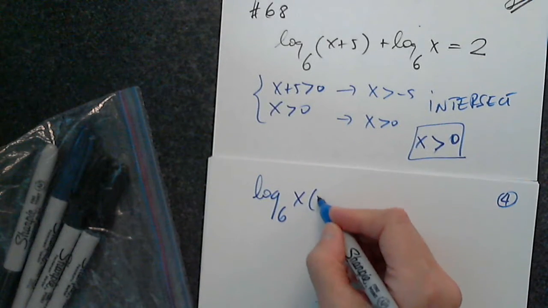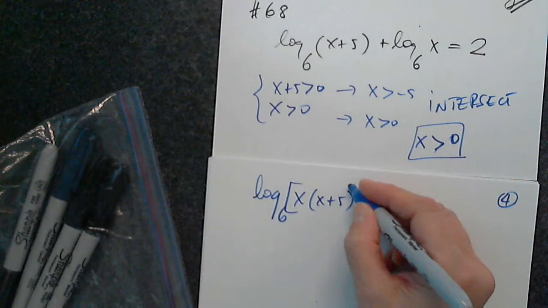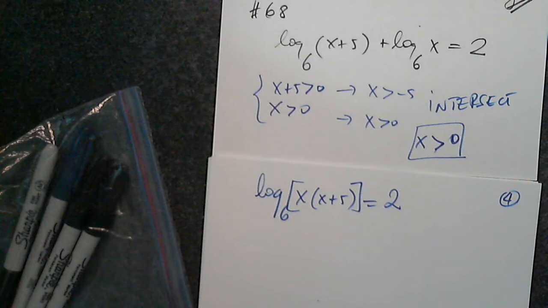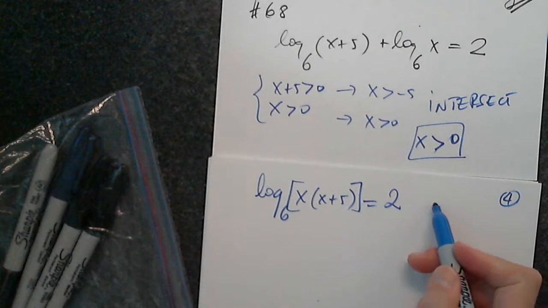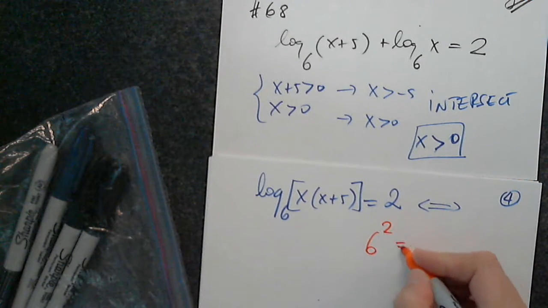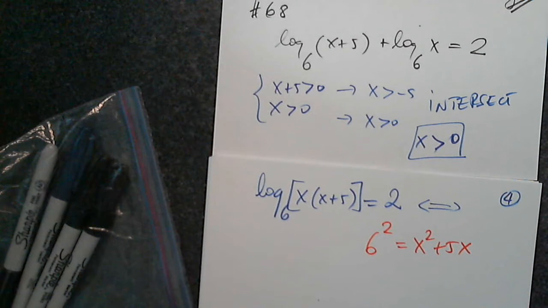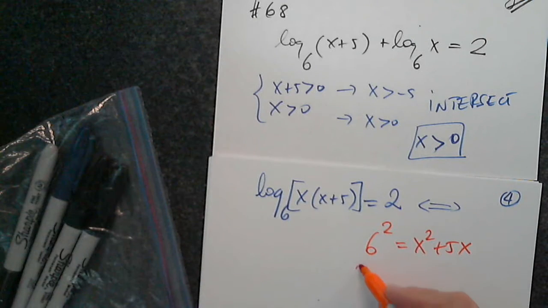Excellent. X times x plus 5 equals 2. If you want to put brackets, you can put brackets. It's log applied to that product. So now please tell me how you change this into an exponential equation. Yes, very good. 6 squared equals, and let's distribute. X squared plus 5x. And we know that 6 squared is 36.